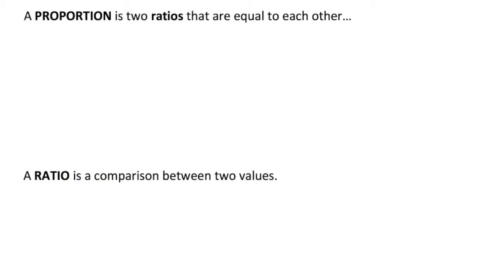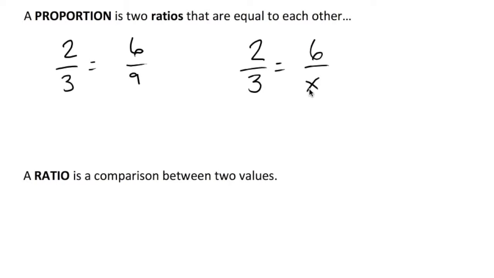A proportion is two ratios that are equal to each other. So it's going to look something like this. You're going to have one fraction over here, let's say it's 2 out of 3, is going to be equal to something like 6 out of 9. Typically, you're going to have a variable in place of one of the numbers. So you could have 2 out of 3 equals 6 out of x.